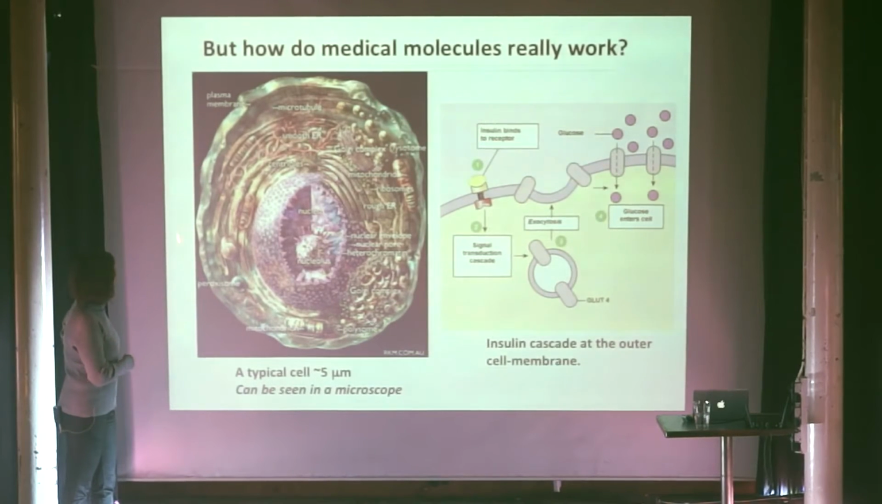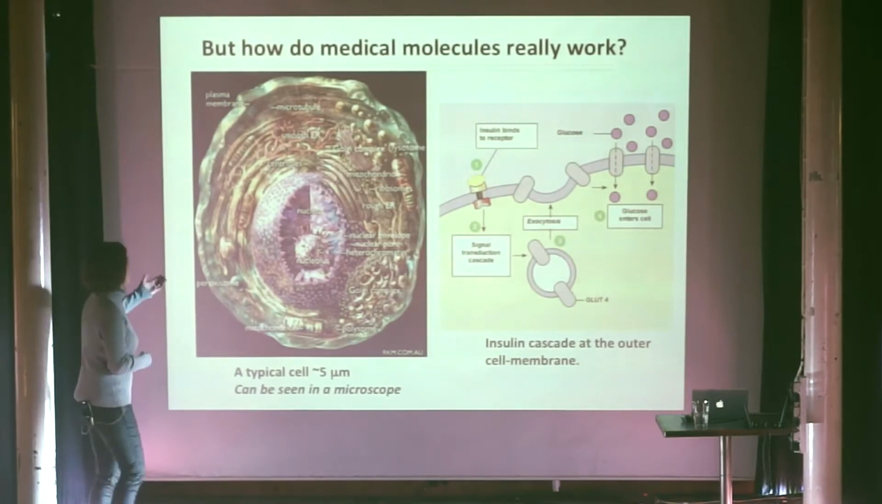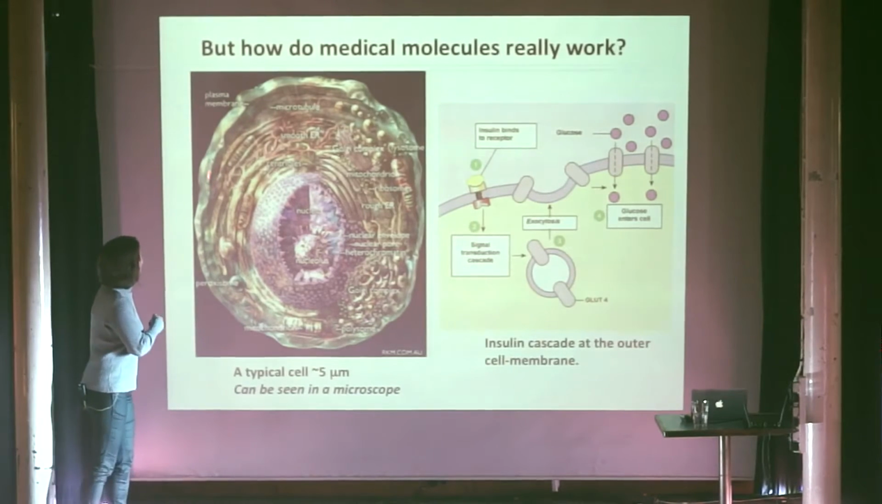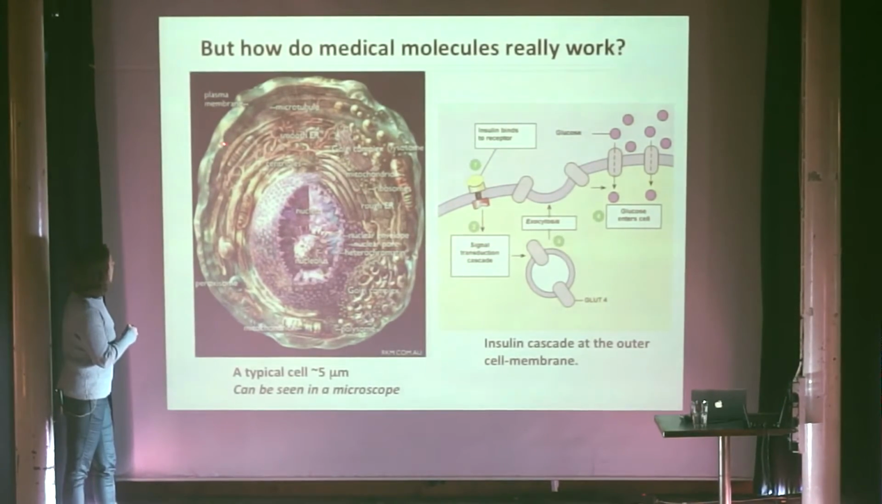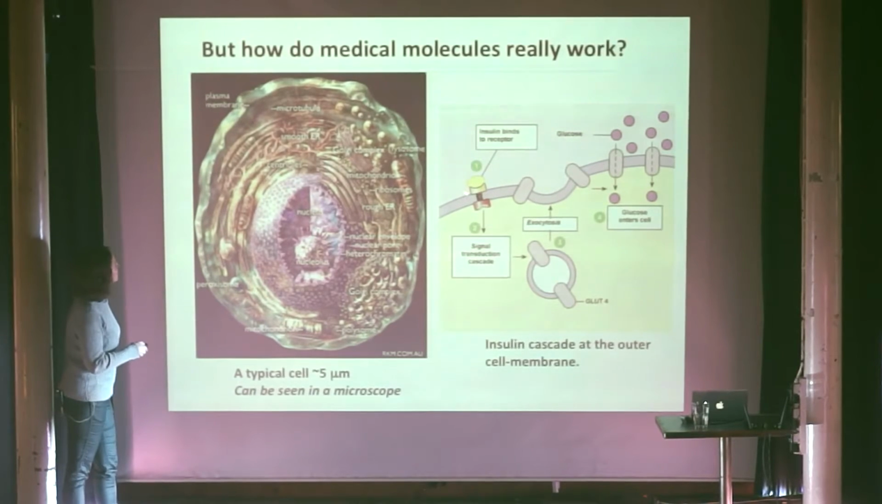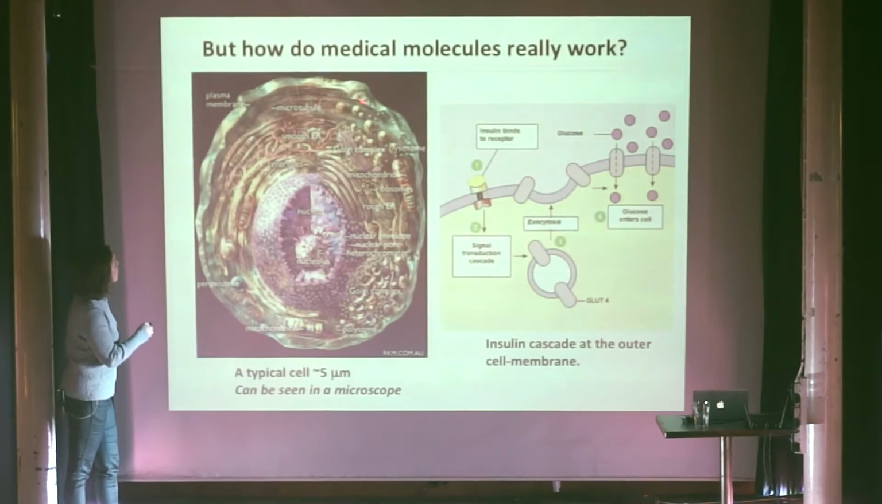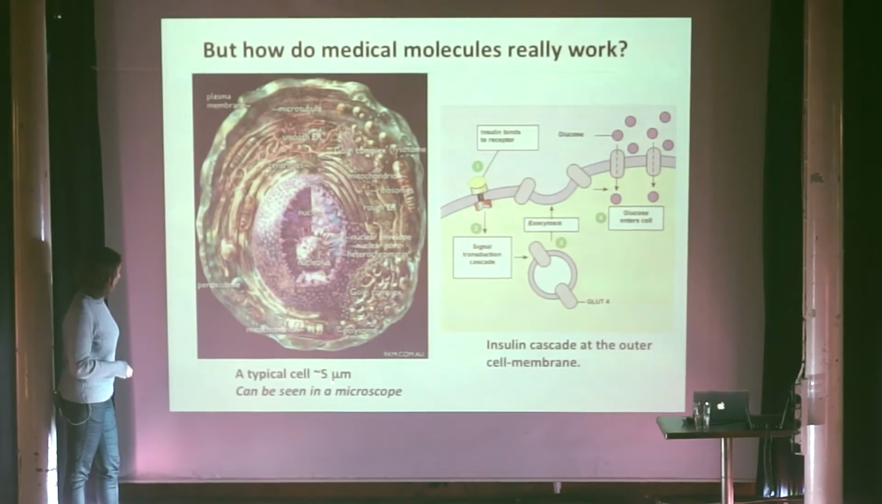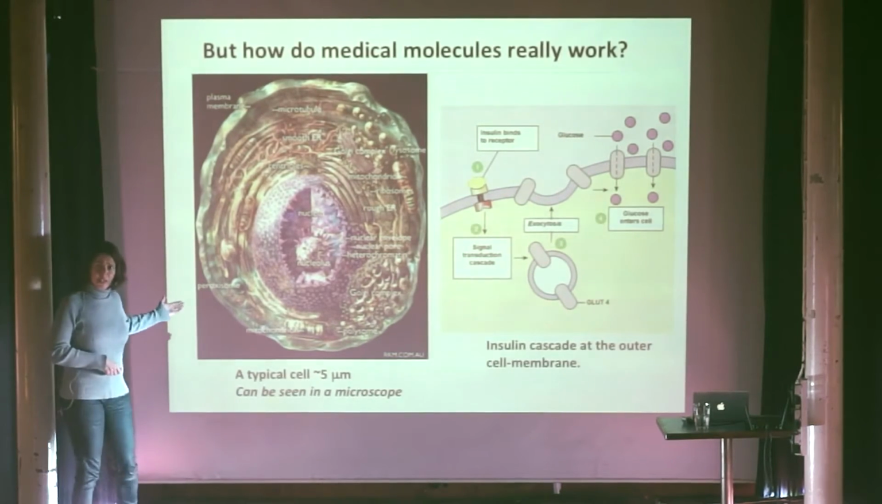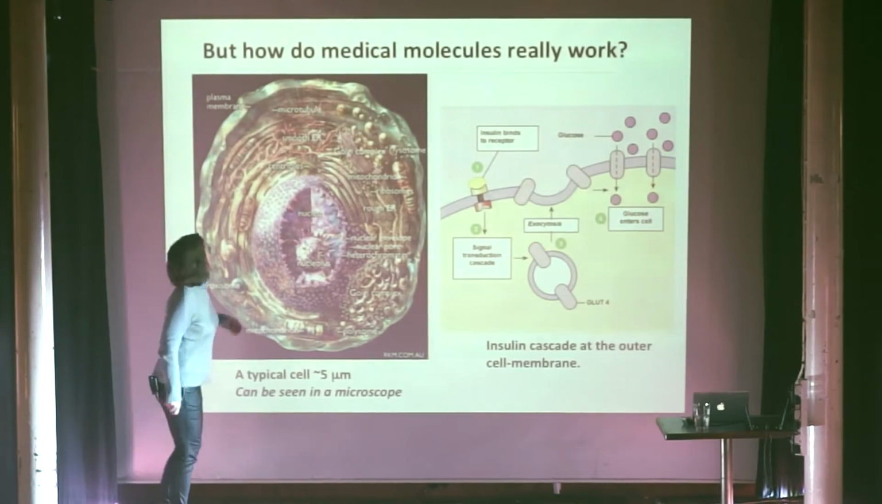And here's a picture of a typical mammal cell. So a cell that could be from one of you, maybe, probably not, but a typical cell here with a cell core in here. The insulin receptor, it sits out on the outer plasma membrane up here. So such a cell here, it's about 5 micrometers. So it's something that you can actually see in a microscope.